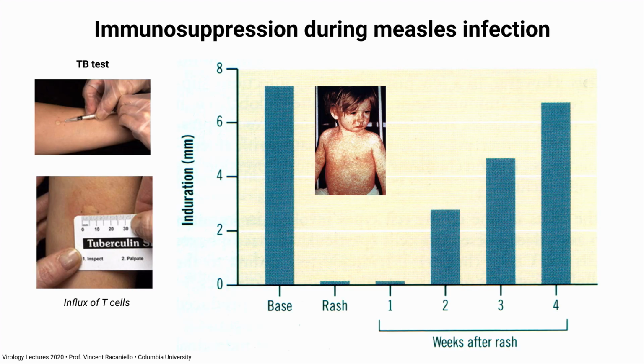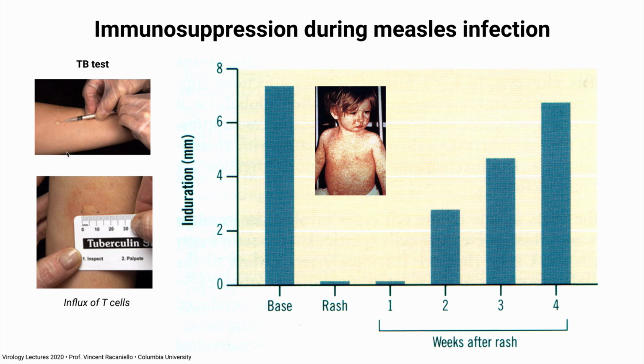Here's an example of immunosuppression during measles virus infection. Measles virus is a very well-known immunosuppressor. So here we have a child with measles, and the assay for immunosuppression is a tuberculin test, a TB test, where a small amount of tuberculin protein is injected just beneath the skin, intradermally.